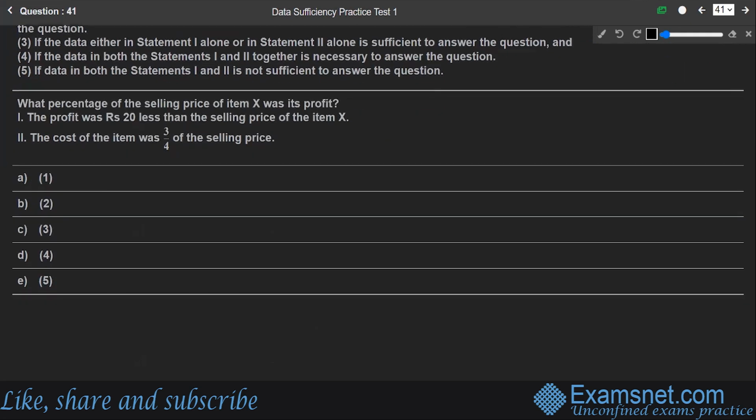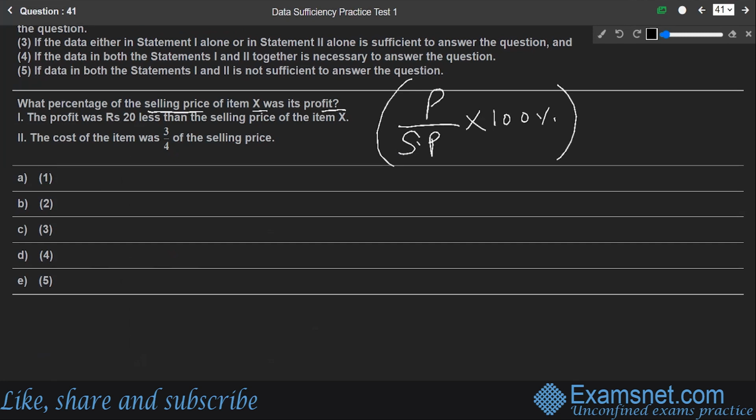Now let us see the next one. What percent of selling price of item X was its profit? Okay, so clearly the profit has to be calculated with reference to the selling price into 100%. This is how we are supposed to calculate the profit: profit divided by selling price into 100%. This is how we are supposed to answer this.